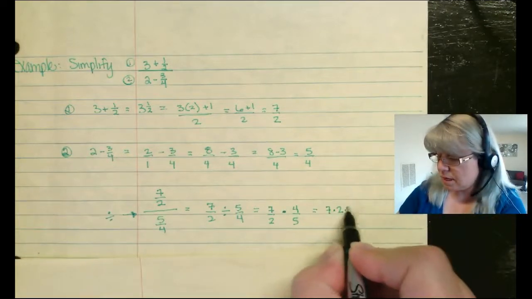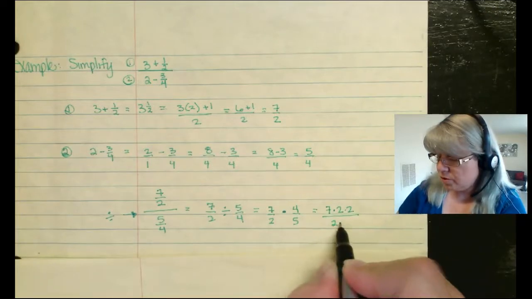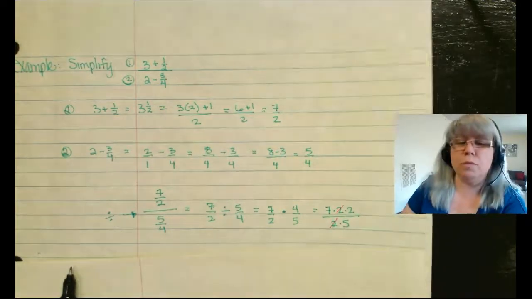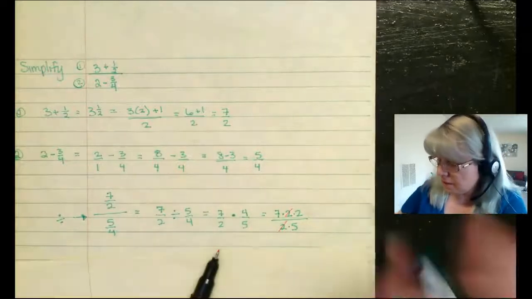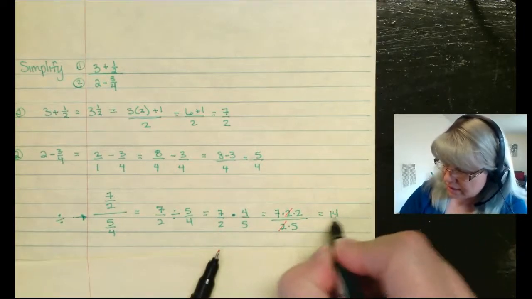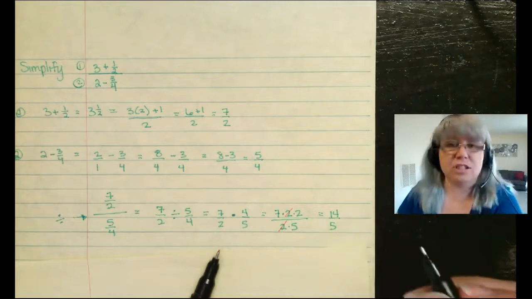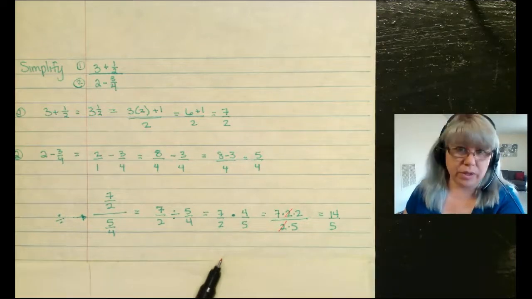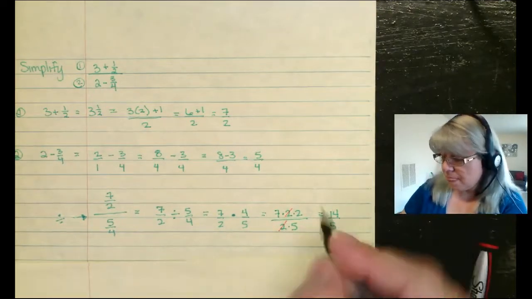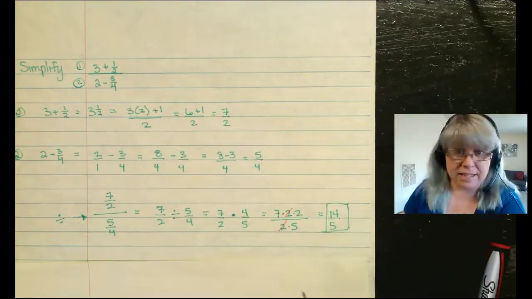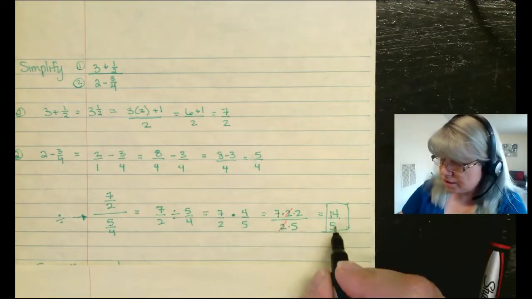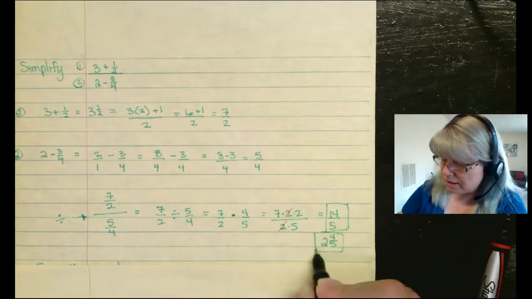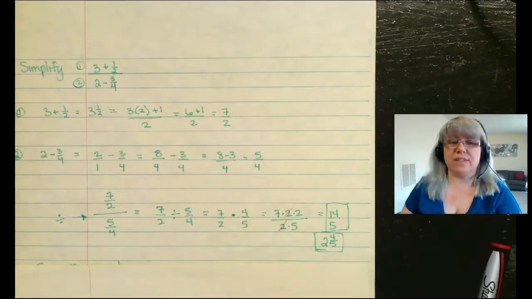7 times 2 times 2 all over 2 times 5. I'm going to reduce. There's a 2 in the numerator, a 2 in the denominator, leaving me with 7 times 2 is 14. 5 times nothing is just 5, or 5 down in the denominator. And I did start kind of with whole numbers and fractions. Therefore, 14/5 is a solution. And then the second solution is going to be 5 goes into 14 twice, with 4 left over. So if I want it into a mixed number, it's 2 and 4/5.